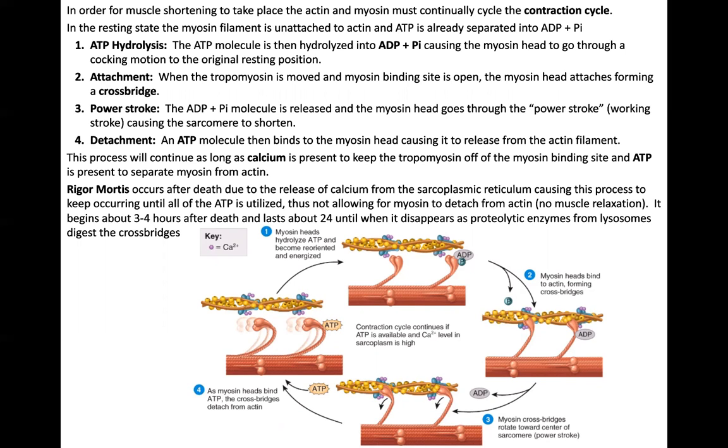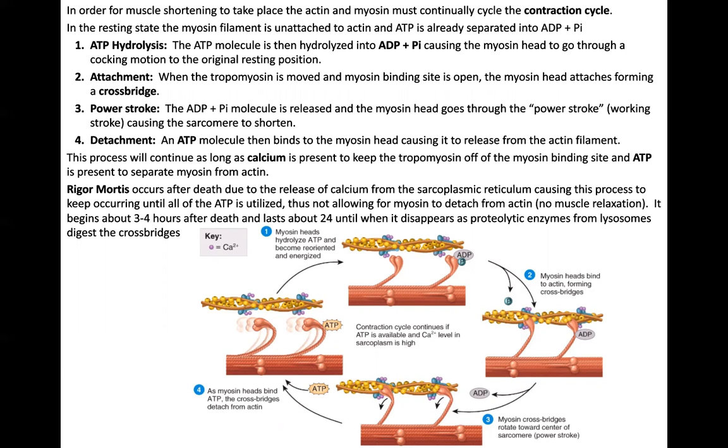Okay, in order for muscle shortening to truly take place, actin and myosin must continually cycle through the contraction cycle. You might see this listed as a cross bridge cycle as well. I call it the contraction cycle. That's what your textbook uses, so that's what we'll go with.